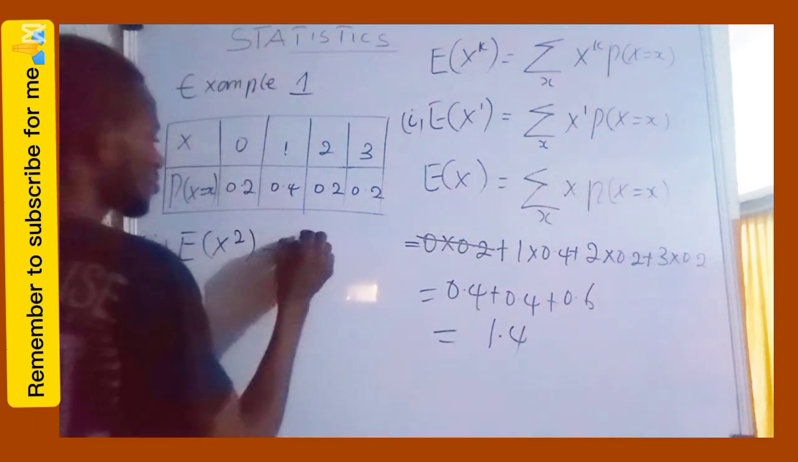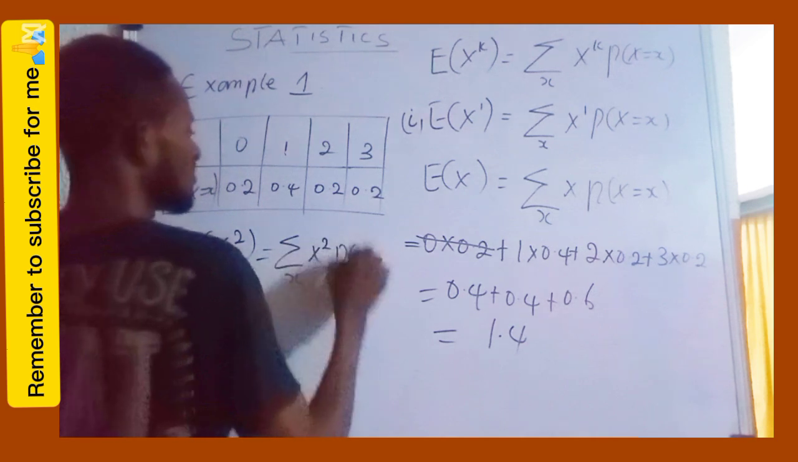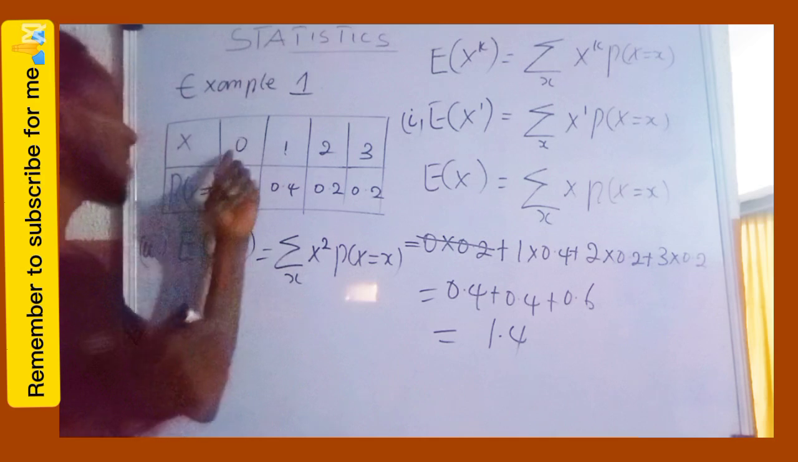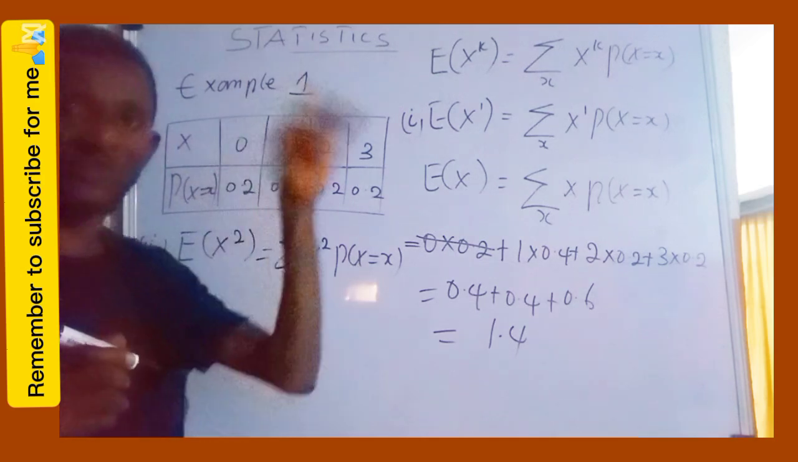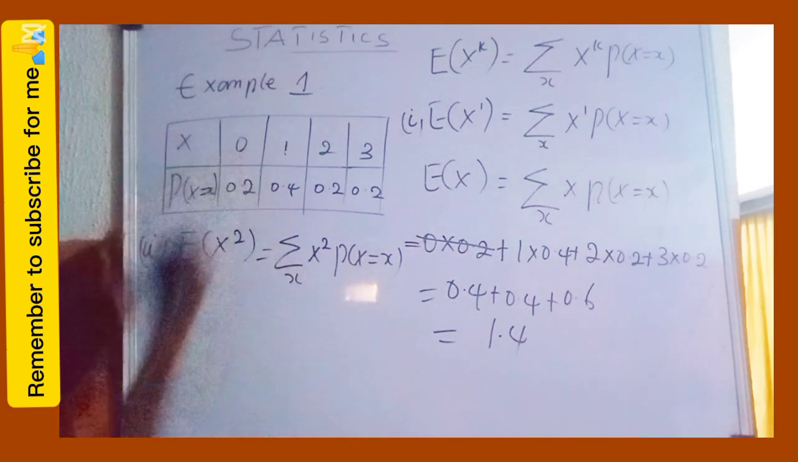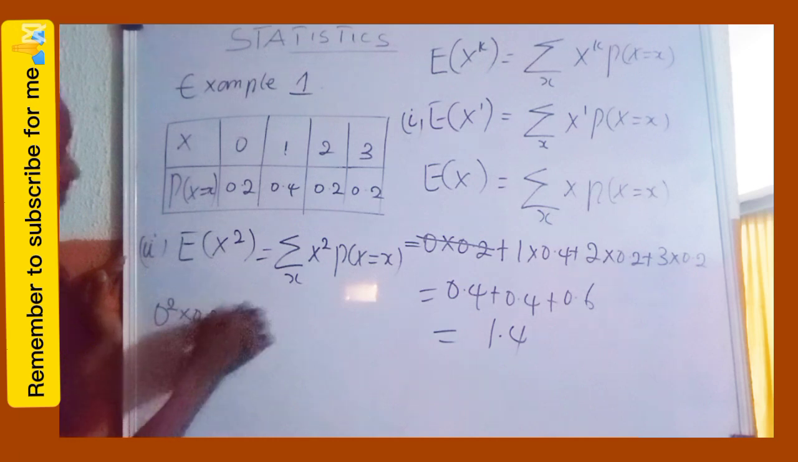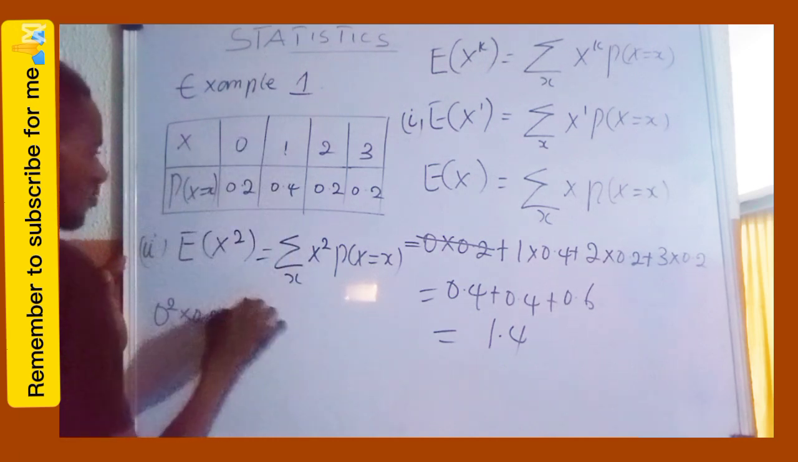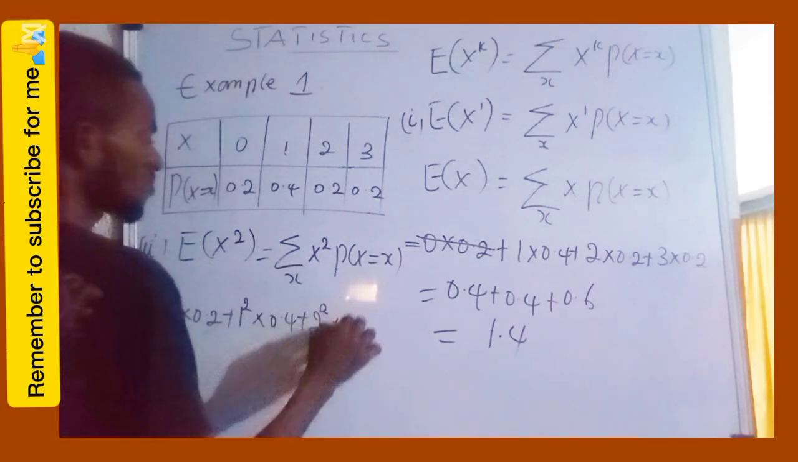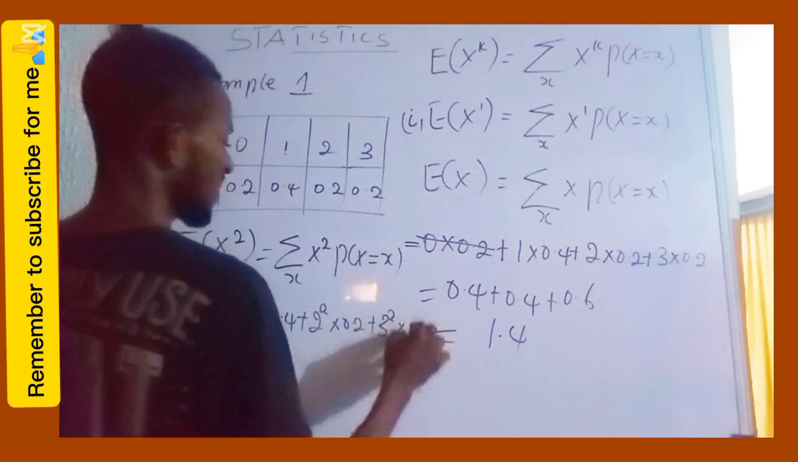So this is the same thing as the sum over the range of x raised to power 2, P of capital X equals small x. What is implied here is that when you take any value of x, you must first square it before you use it to multiply the probability. The first value here is 0, so we have 0 raised to power 2 multiplied by 0.2, plus. The second value is 1 raised to power 2 multiplied by 0.4. The other one is 2 raised to power 2 multiplied by 0.2, plus. This one is 3 raised to power 2 multiplied by 0.2.